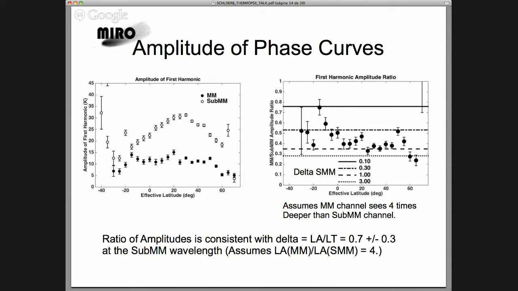Then here's a plot of the amplitudes of the curves versus the effective latitude. And you can see the bigger amplitude for the submillimeter channel. We can plot the ratio of those amplitudes, millimeter to submillimeter, versus effective latitude, and compare that to that simple model I showed, based upon the value of delta, the ratio of absorption length at submillimeter to thermal length, assuming a particular ratio, which is the one that you see on the moon at these wavelengths, about 4 between the millimeter and the submillimeter channel. And you can see that these are pretty consistent with a single ratio, and that single ratio is a little bit less than 1, something like 0.7 for the submillimeter channel.